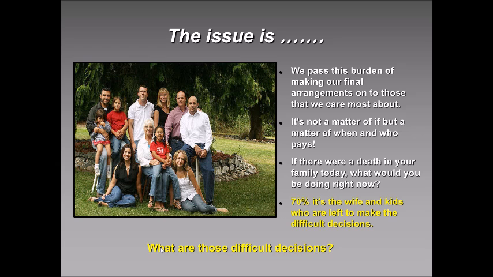I'm not going to go through it. I'm just going to give you a quick overview, and show you a couple of the areas that we've placed in this presentation that are useful in later overcoming objections. It's very important to make the statement, for example, it says 70% of the time it's the wife and the kids who have to make the difficult decisions of making the final arrangements.